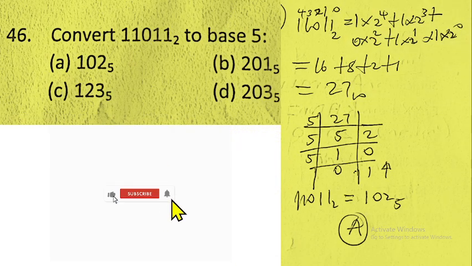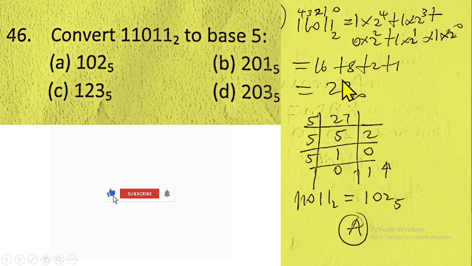Question number 46. Convert 11011 to base 5. So this cannot be done straight away. You convert this to base 10 before you now go to base 5. So if you convert this 11011 base 2 to base 10, how do you do that? By expanding. You tag the number, then you expand it based on what you have done in one of the questions which you have solved before. And if you do that very well, you get 27 base 10.